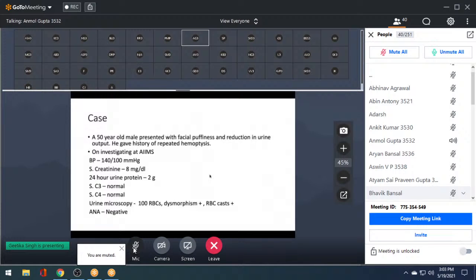A 50-year-old male presented with facial puffiness and reduction in urine output. He gave a history of repeated hemoptysis. On investigation at AIIMS: blood pressure 140 by 100 mmHg, serum creatinine 8 mg/dL, 24-hour urine protein 2 grams, serum C3 normal, serum C4 normal, and urine microscopy 100 RBCs, dysmorphism present, RBC casts present, ANA negative.